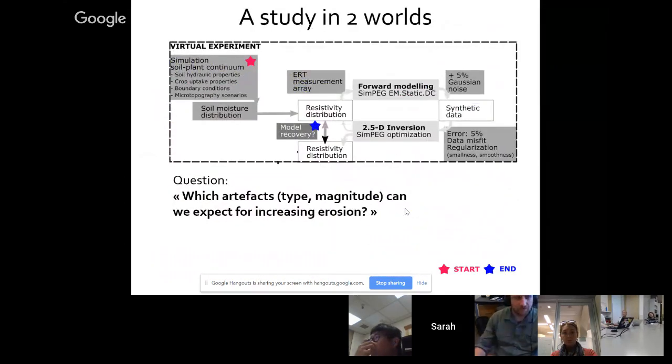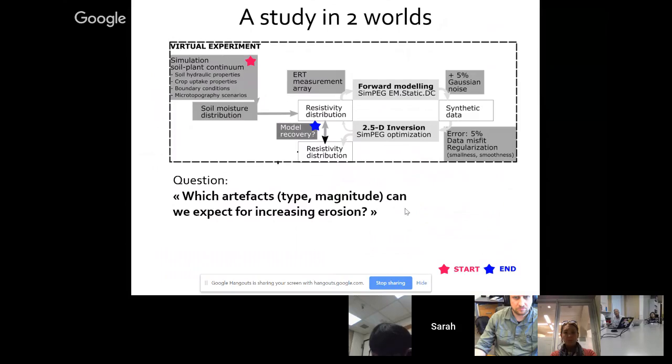And so what we did is a study in two worlds. We started with a virtual experiment, as you guys often do. I wanted to use forward modeling to have a better idea of this erosion problem. So which kind of artifact do we have to expect when we have a wrong estimation of the extent of the erosion?